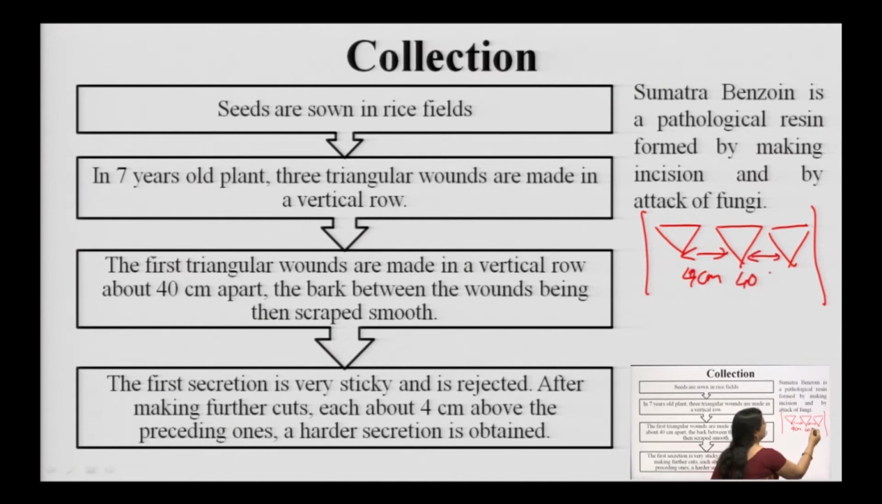Here you can see these cuts are made 40 centimeters apart, and gradually the bark in between these wounds is removed slowly. As these cuts are made, the bacteria go and attack the resins, and we have the formation of benzoin and it starts oozing out. However, the first secretion is not very useful, it is very sticky and it is rejected. After that we make more cuts in between, in that 40 centimeter distance, about 4 centimeters, and from that again the secretion is produced which is harder in nature and it is of our use.